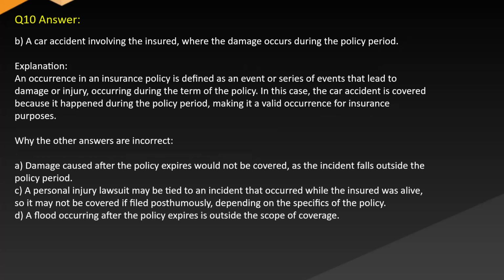Answer. B. A car accident involving the insured where the damage occurs during the policy period. Explanation. An occurrence in an insurance policy is defined as an event or series of events that lead to damage or injury occurring during the term of the policy. In this case, the car accident is covered because it happened during the policy period, making it a valid occurrence for insurance purposes. While the other answers are incorrect, a damage caused after the policy expires would not be covered as the incident falls outside the policy period.